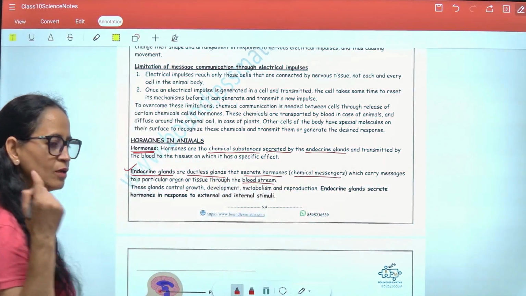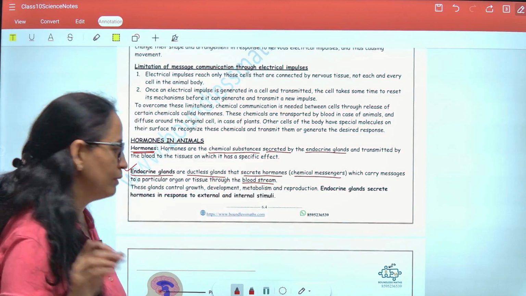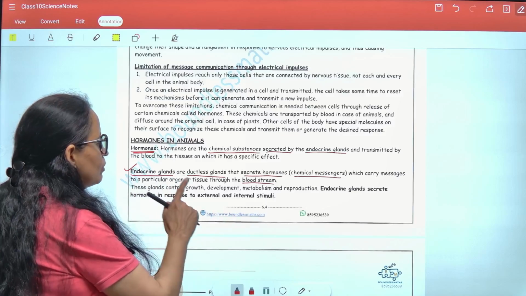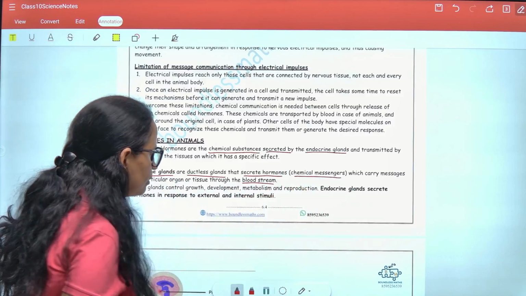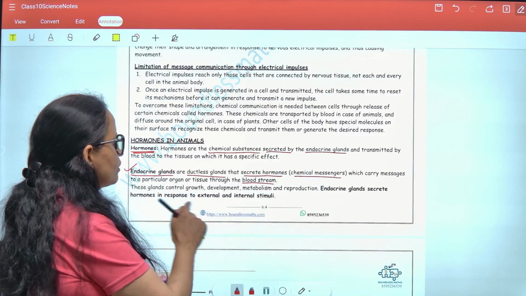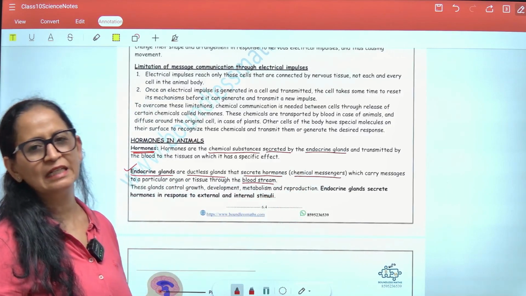So they release hormones into the bloodstream. These glands control growth, development, metabolism, reproduction. Endocrine glands secrete hormones in response to external as well as internal stimuli.